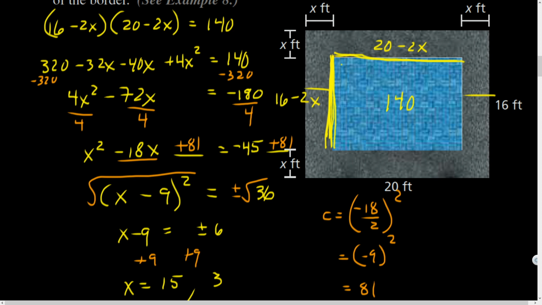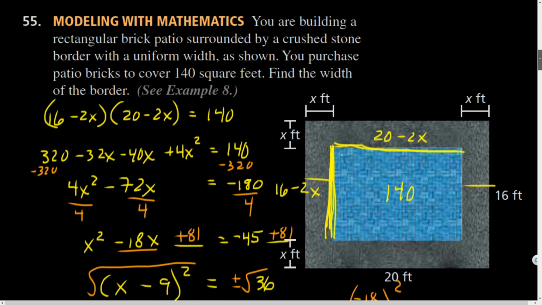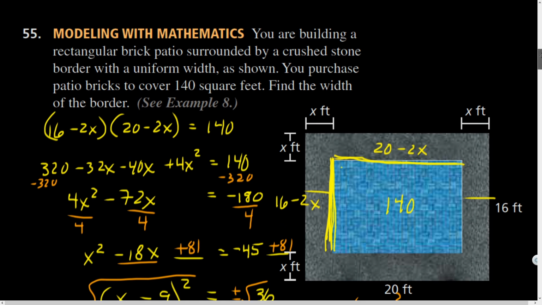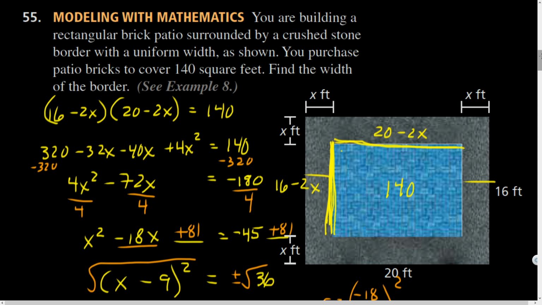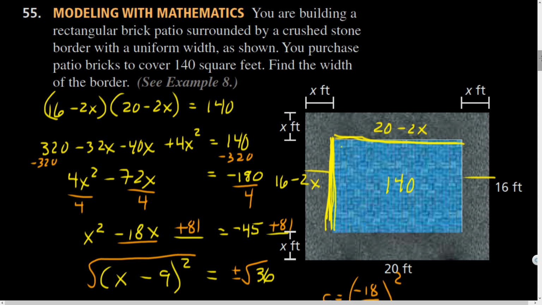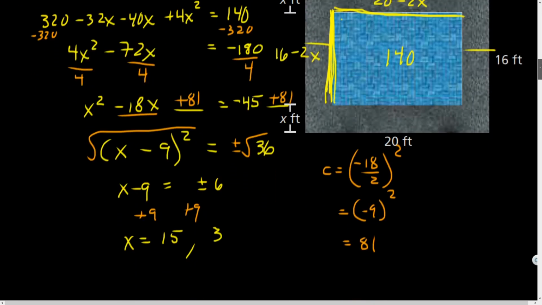But let's take a look back at the original problem. 16 take away 15 would still give me a 1 foot. Okay, I think that works. And 16 take away 3 would still work. Okay, I don't end up with any negative dimensions here. So it's possible. Yeah, maybe it's got 2 solutions. It's possible. So let's see.